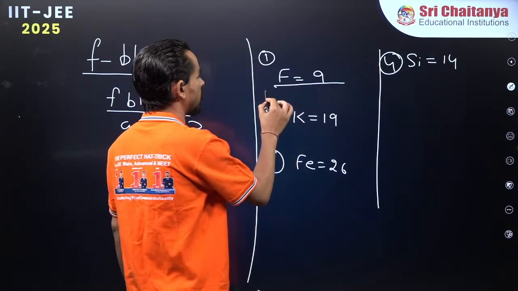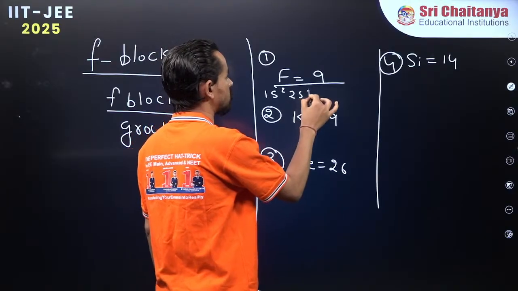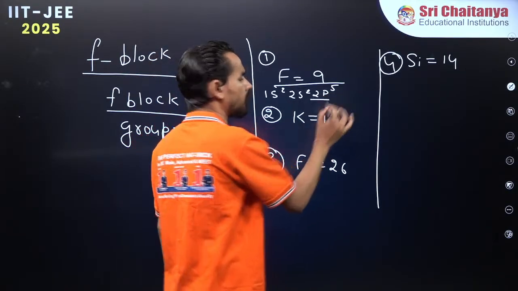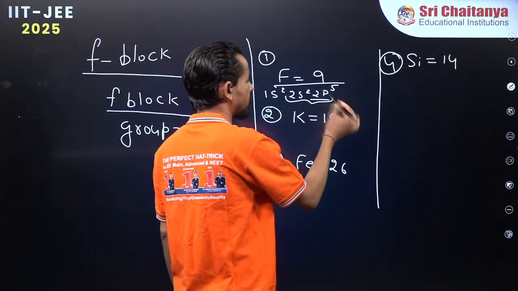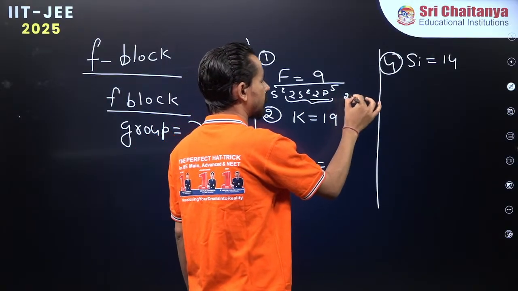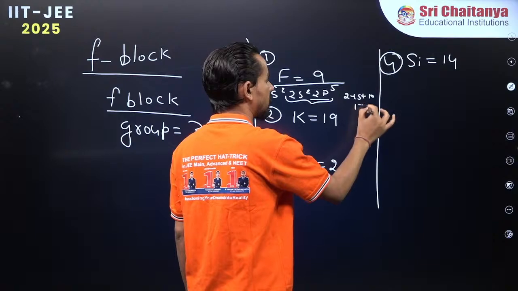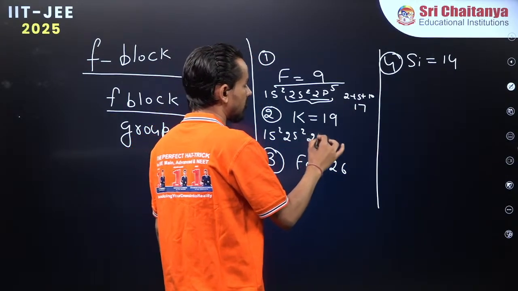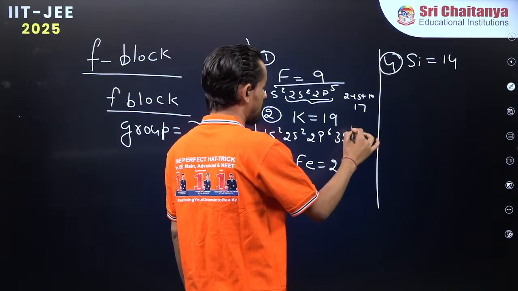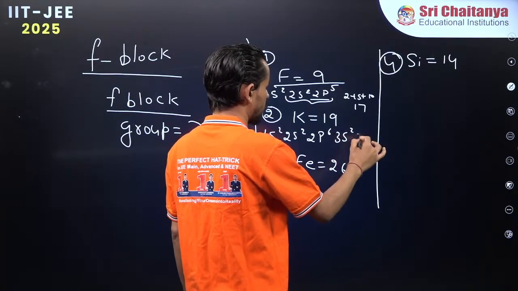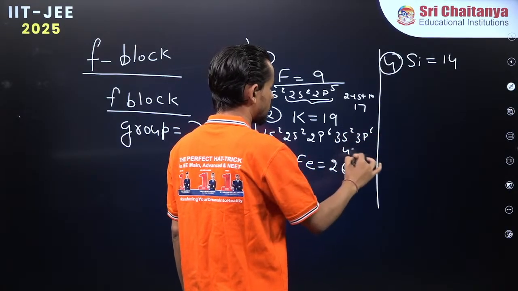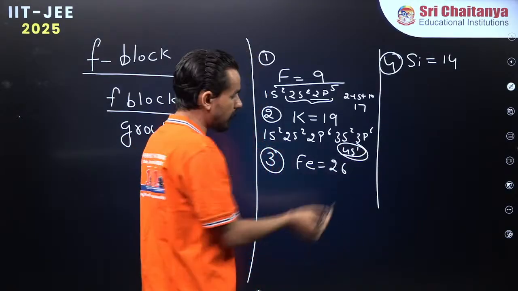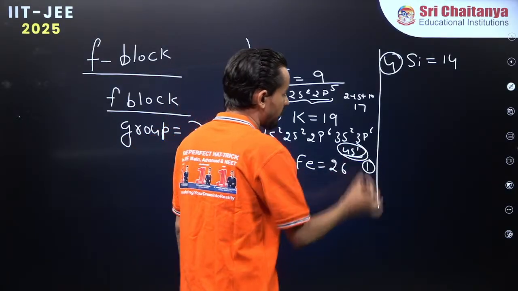Fluorine 9. 1s2, 2s2, 2p5. So, which block? P block. P block means s plus p plus 10, that means 2 plus 5 plus 10, 17. Potassium: 1s2, 2s2, 2p6, 3s2, 3p6, 4s1. S block. S block means whatever is the number of electrons in the s orbital, that will be the group number, 1.